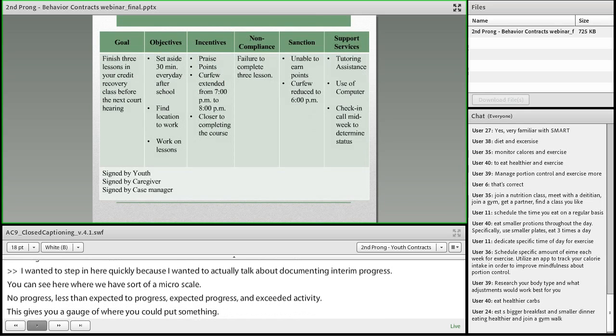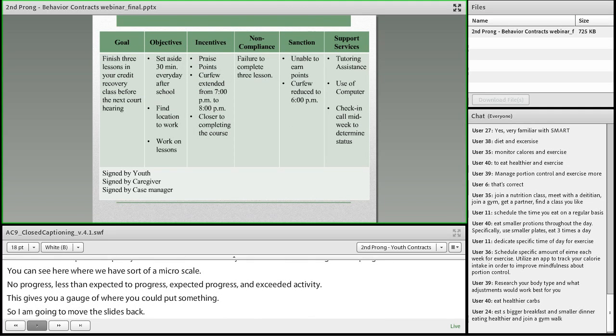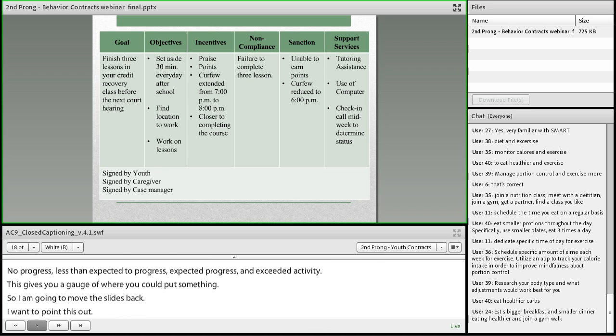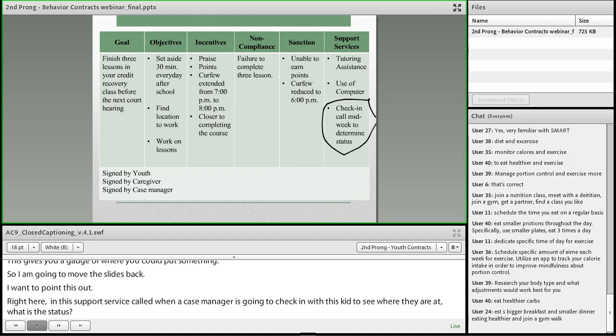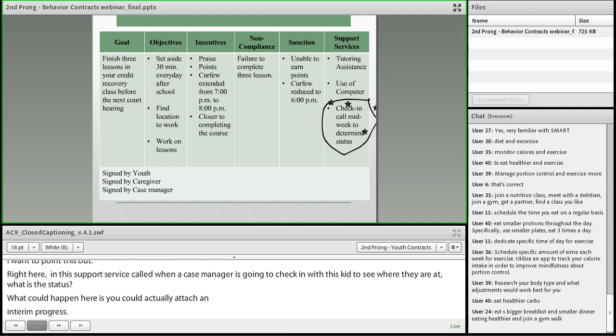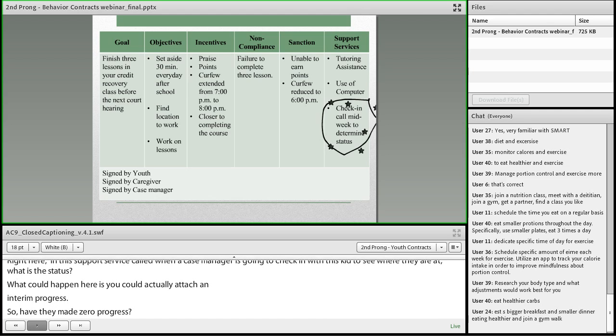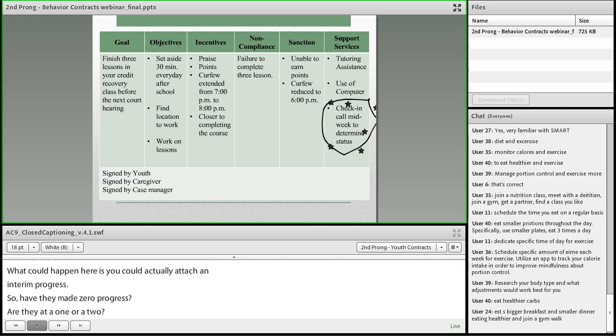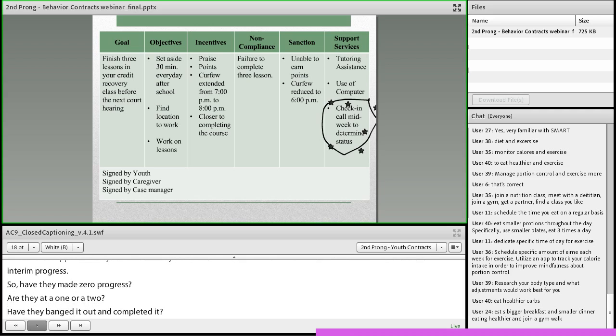Right here, in this support service column, when a case manager is going to check in with this kid to see where they're at, what's the status? What could happen here is that you could actually attach an interim progress. So have they made 0 progress? Are they at a 1 or are they at a 2? Or have they just banged it out and completed? So you can actually begin to use that immediate reinforcement by talking in that type of language.